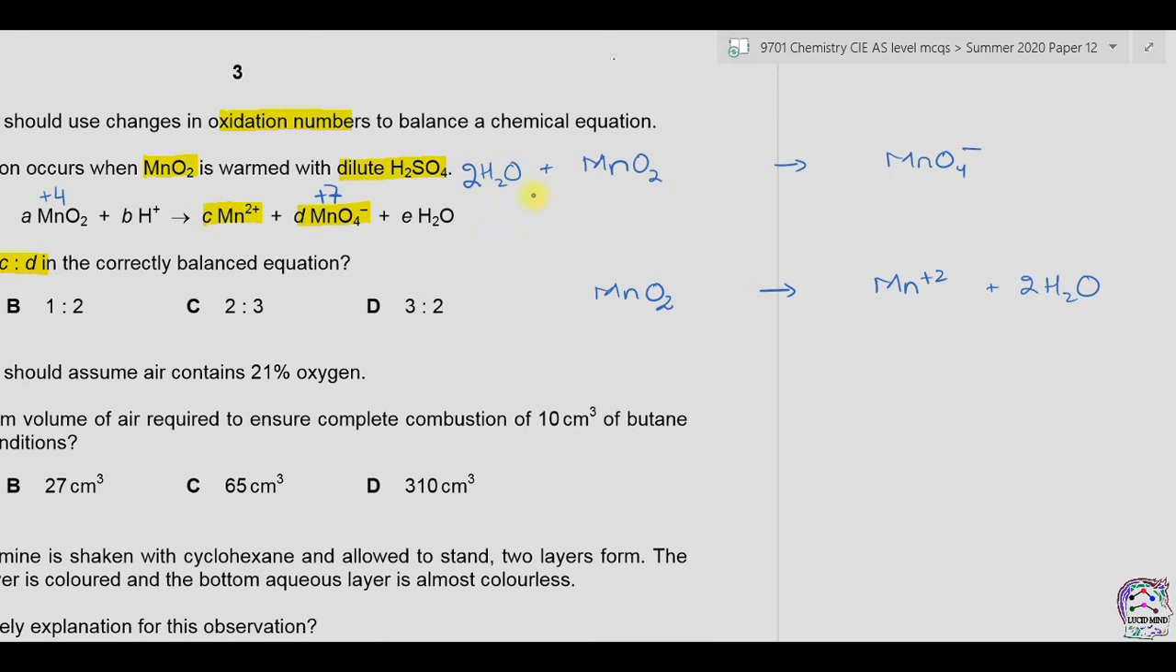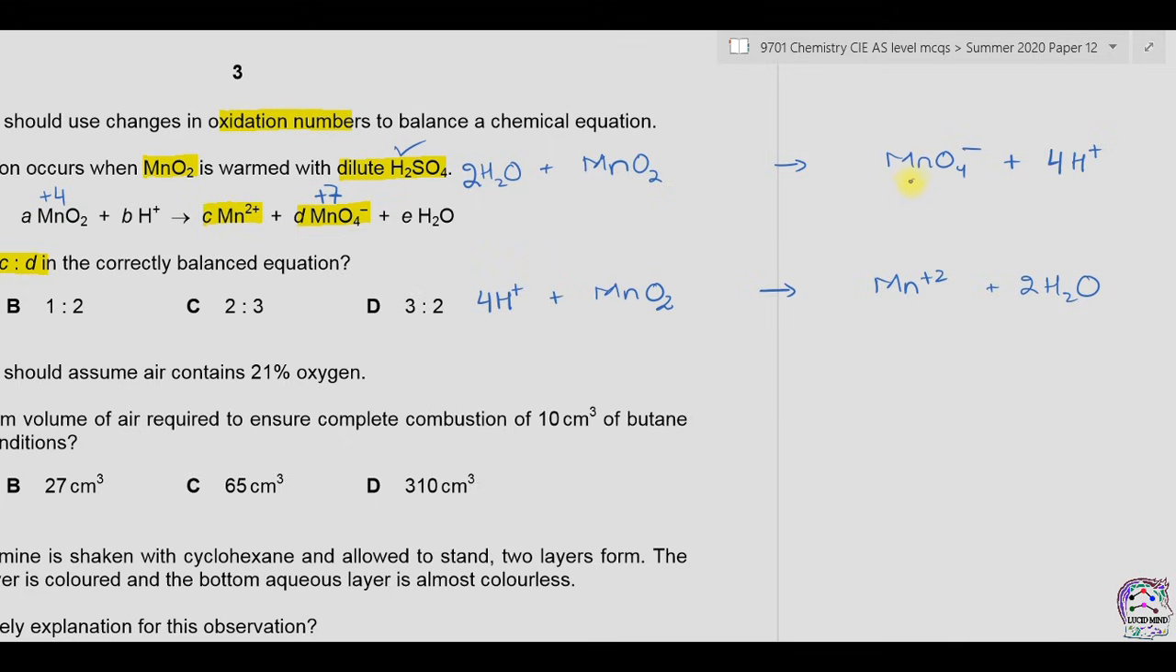As this equation is in acidic medium, so we have to balance the number of hydrogen atoms by providing hydrogen ions on the opposite side. In the reactant side, we have 4 hydrogen atoms, so we can balance that by providing 4 protons. For the second equation, we also have 4 hydrogen atoms, so we can balance that by providing 4 H plus ions.